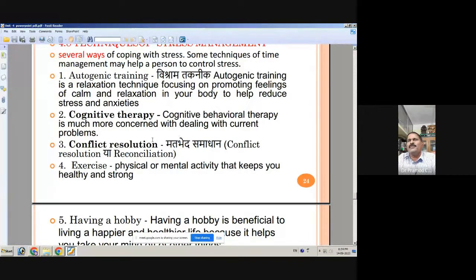Cognitive therapy. Cognitive is always related to knowledge. Cognitive behavioral therapy is more concerned with dealing with current problems. What problems we are facing, whether it is applicable to me or not, and what type of knowledge, resources, and experiences we have to face the situation. Then our previous knowledge, previous ideas, and previous experiences will help to solve the problem.